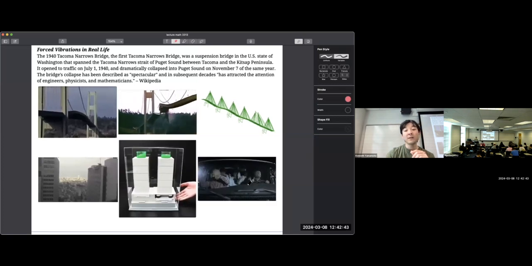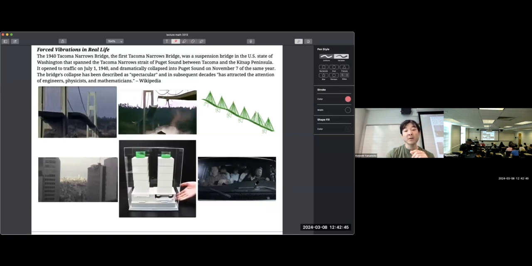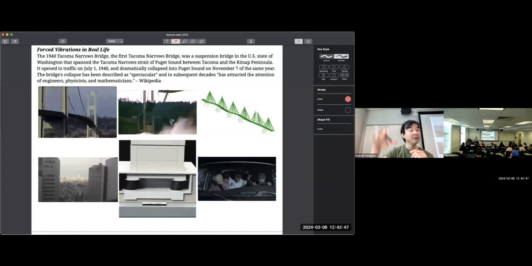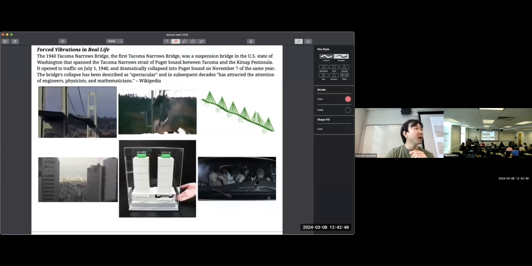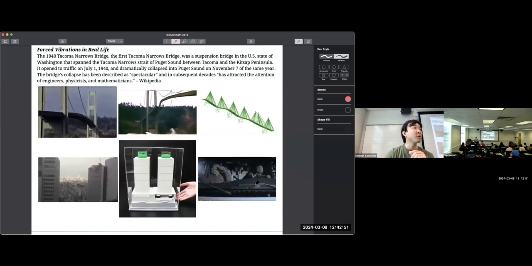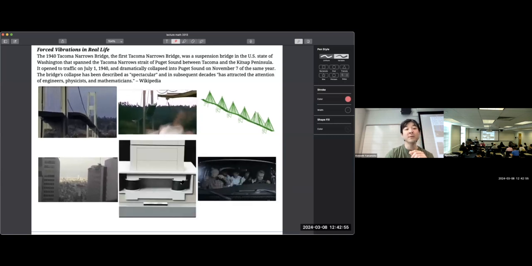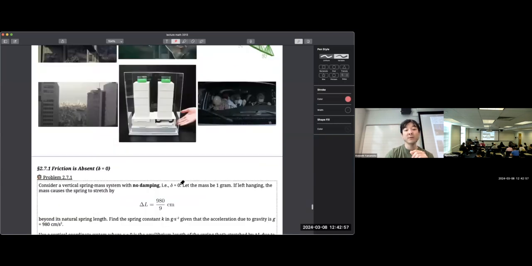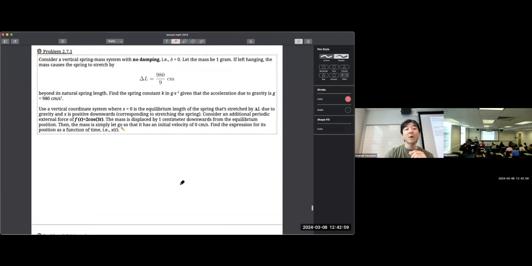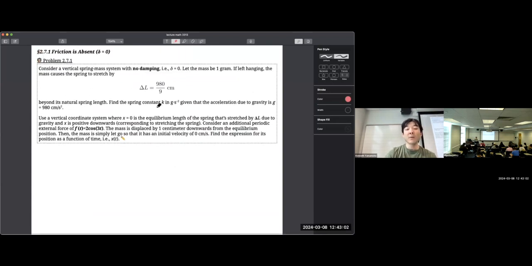This is just people driving in a car, and your car could be shaking because you're on a bumpy road. Those bumps are going to cause an external force on your system. And so these are examples of forced vibrations in real life. So let's look at what would happen if we include that kind of force.